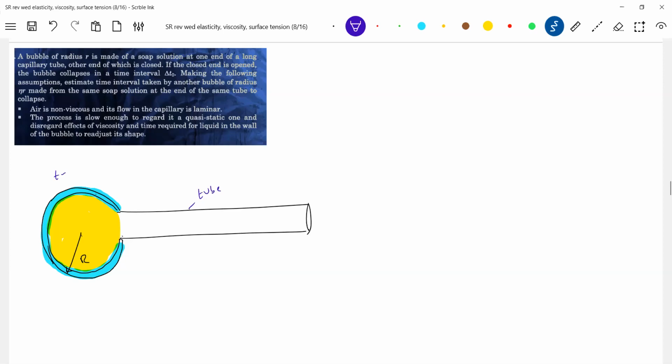At t equal to 0. Okay, this is the soap film. Soap bubble, I'll write it. Outside also, air will be present.